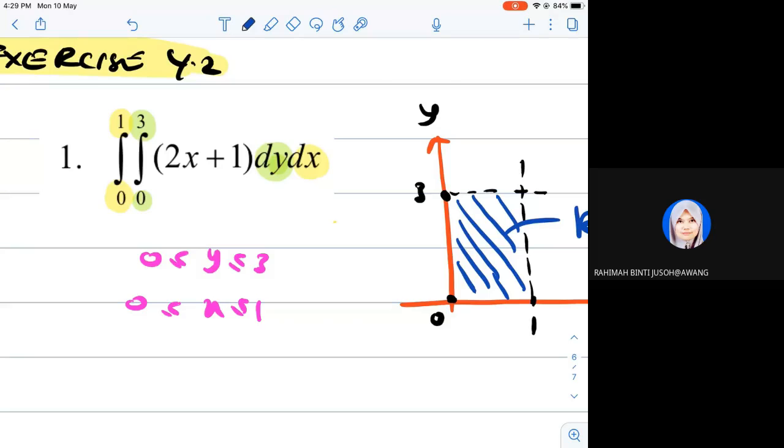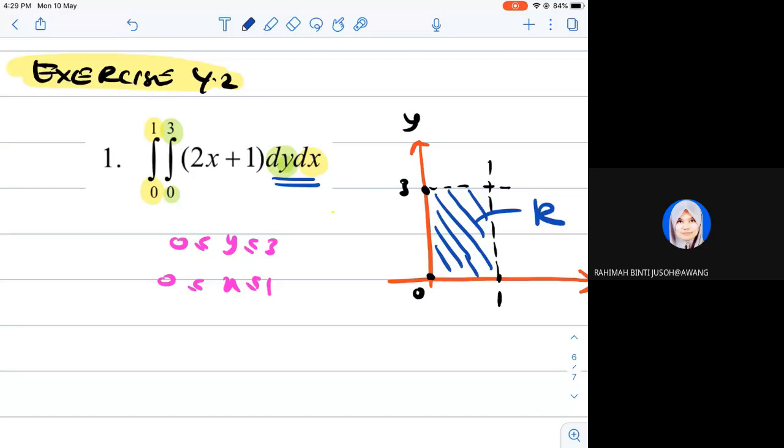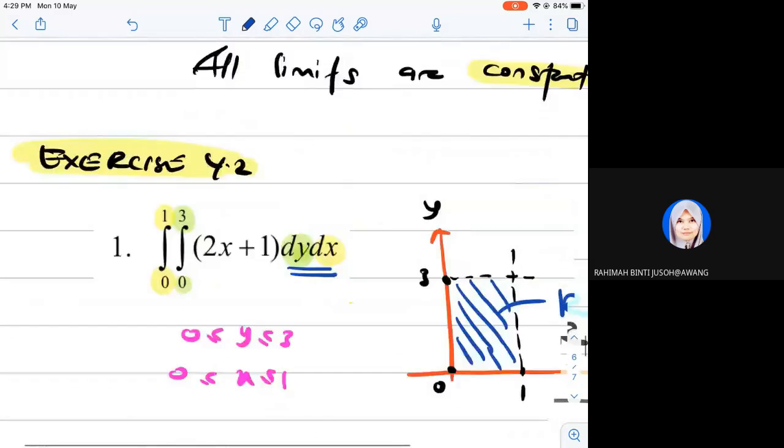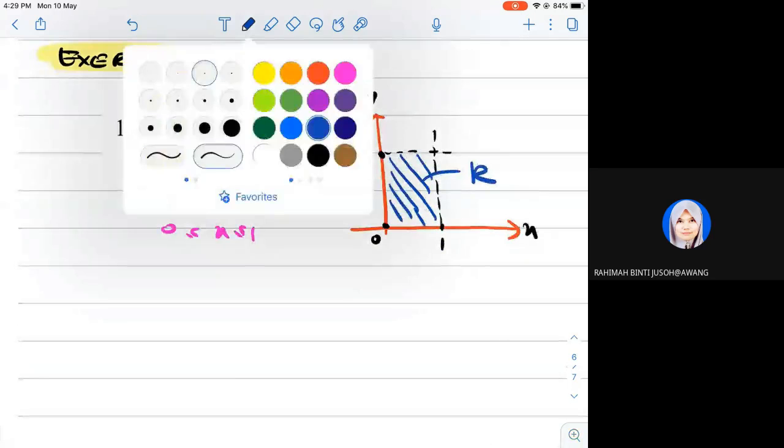And then bila rectangular region, you can just simply switch the order. Sama ada type 1 dy dx ataupun type 2 dx dy. Ni. Position ni, you can simply change lah. Dy dx ataupun dx dy. Okay. Tapi kalau dalam non-rectangular region, you tak boleh simply change the order. You kena sketch dulu region, dia ada cara dia lah. Nanti I will show you the steps next week on topic 4.3. Okay. So let us solve this question first.